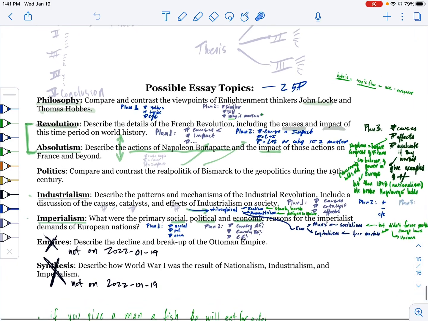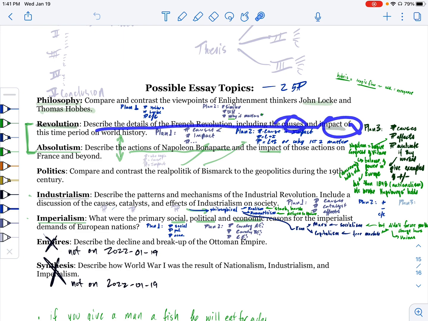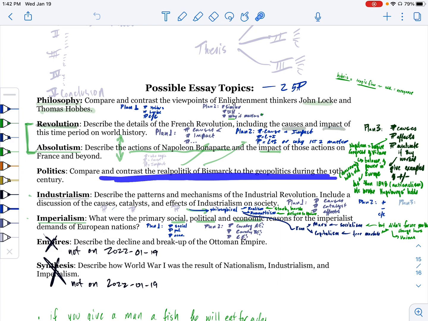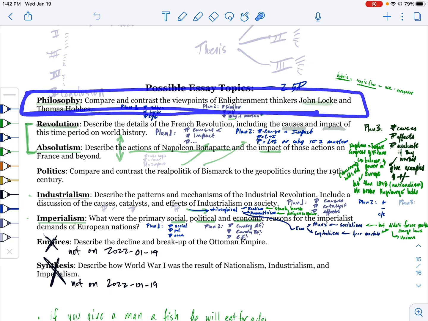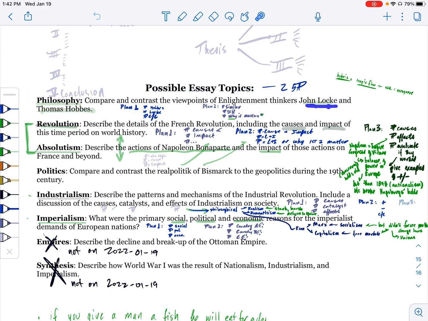So, topics from the other day in class. Describe the details of the French Revolution, the causes, the impact, right? The effect, the impact. Think about this idea of absolutism, especially as it relates to Napoleon Bonaparte. Very important stuff. Politics, we didn't get enough into this quarter. We'll probably cover it a little bit more going into World War One, but it's not unlike the Congress of Vienna.